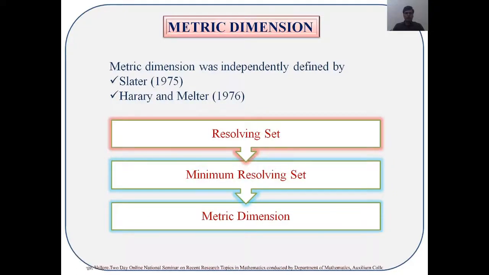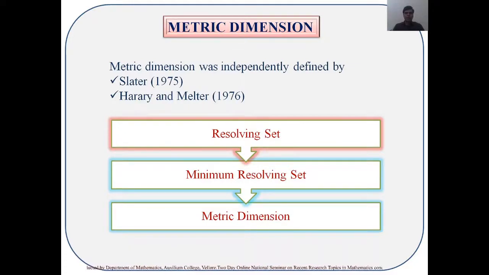Metric dimension was introduced by two groups separately. One is Slater in the year 1975, and Harary and Melter in the year 1976. Though the topic is a little bit old, its variations are new ones. So we are going to discuss mainly its variations only.